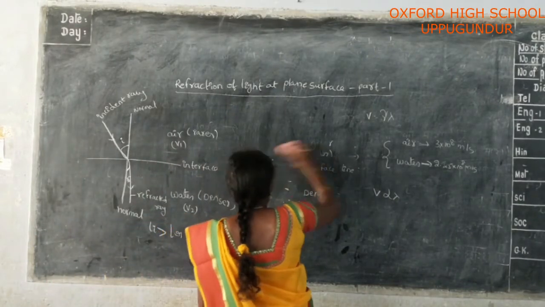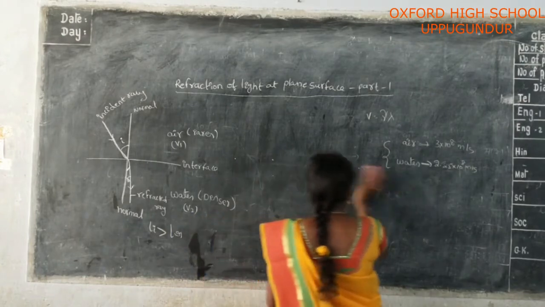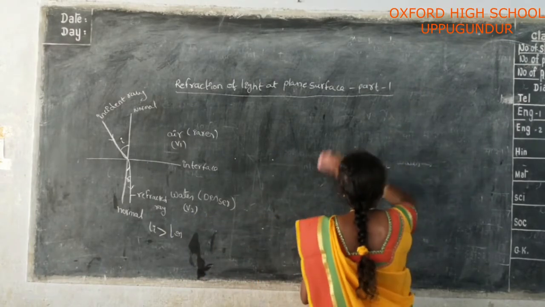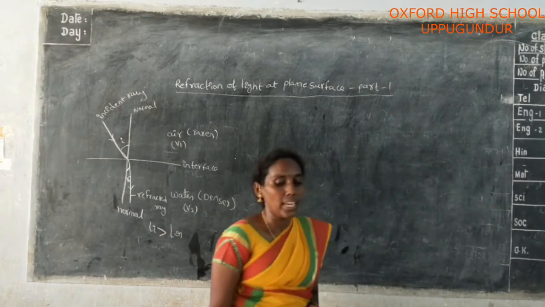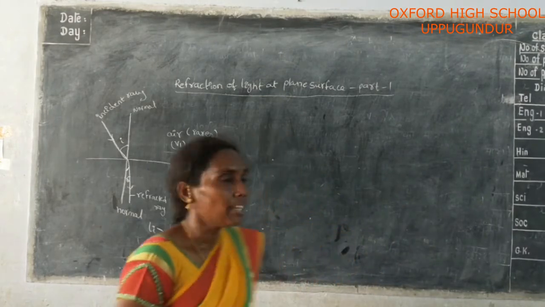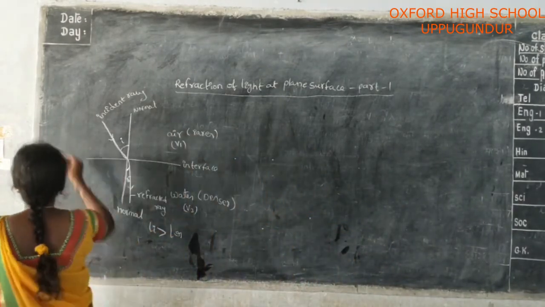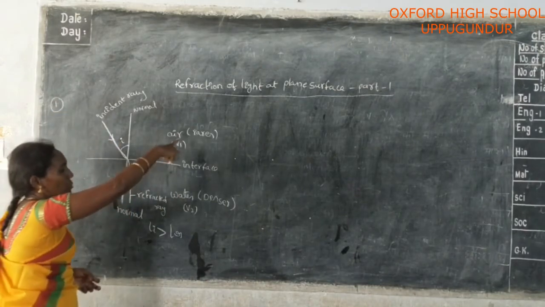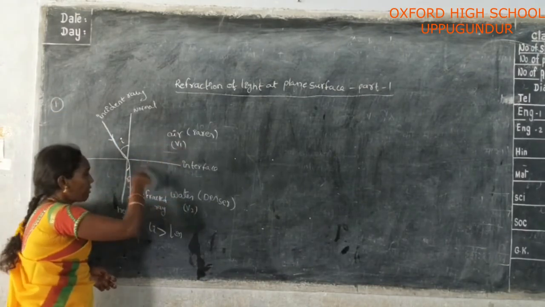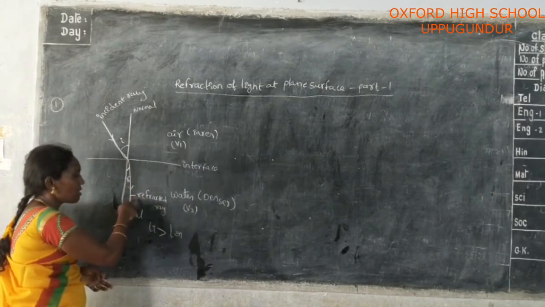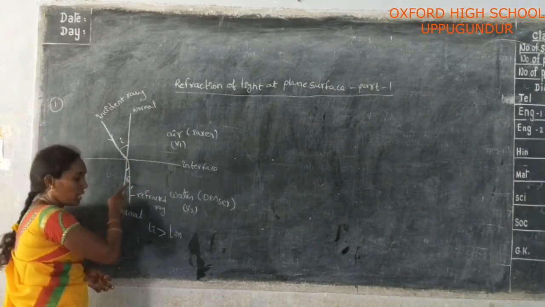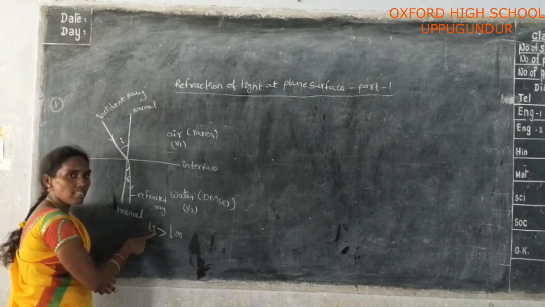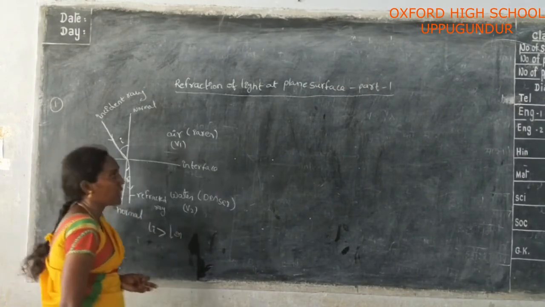Now see the first case. Refraction is nothing but the bending of a light ray at the interface line. This is the first case, when a light ray travels from rarer to denser. After refraction, the refracted ray bends towards the normal. In this case, the angle of incidence is always greater than the angle of refraction.